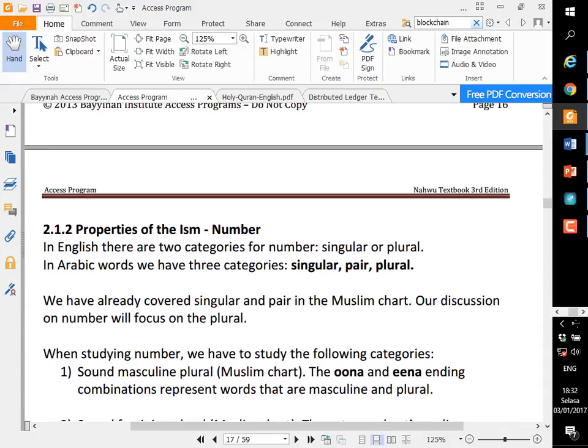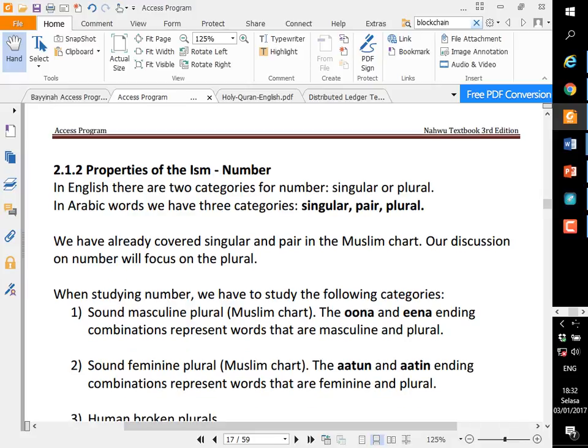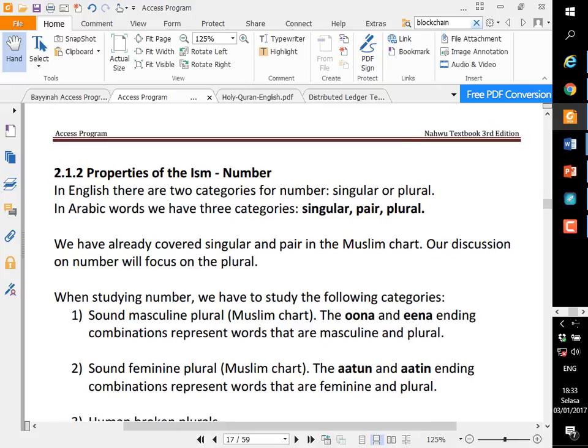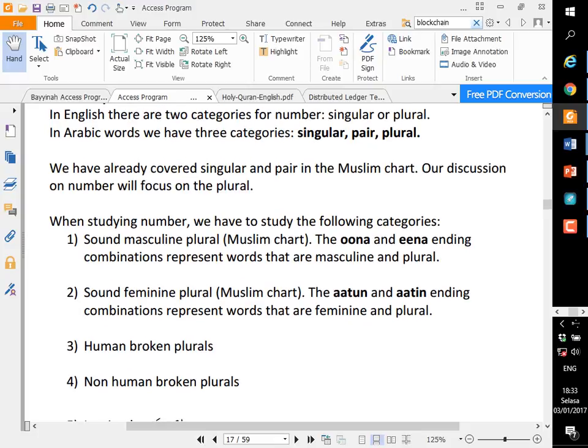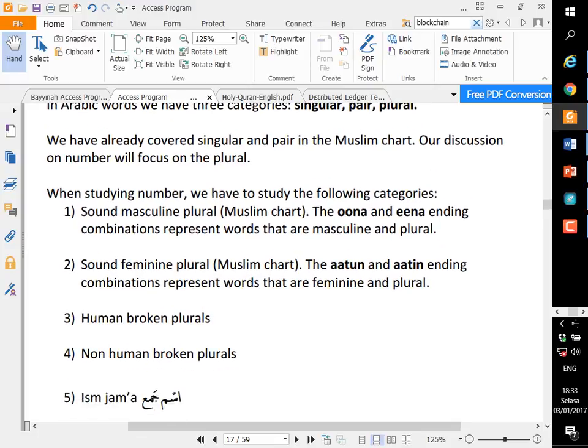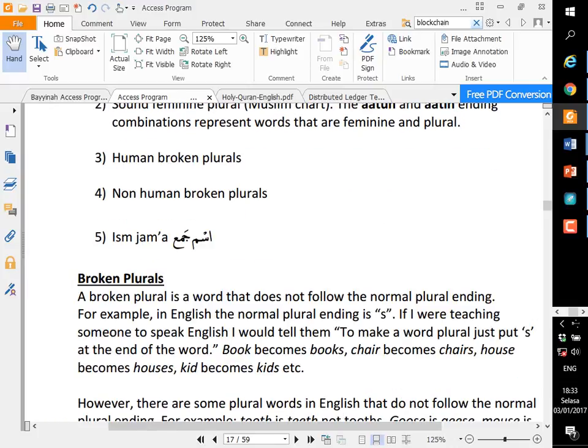After all the status, we know how to tell the status, we know the light and heavy, we know the flexibility. The second one is number. We have three numbers: singular, pair, and plural. From the Muslim chart, we have already discussed the normal ones, the masculine plural and the feminine plural. But we also have broken plural, which divides into human and non-human, and they are slightly different. And we have isim jama. Let's take a look a little bit.